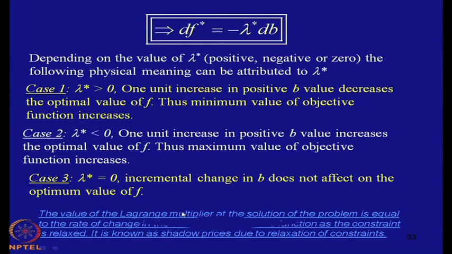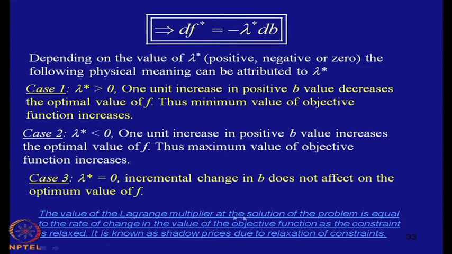From here we can conclude that if we want to pay extra for the available resources, that is the limited resource, then we are gaining something, and how much gain we are getting can be easily connected with the value of lambda star, because if lambda star is positive, then we will get a better gain in the minimization problem.